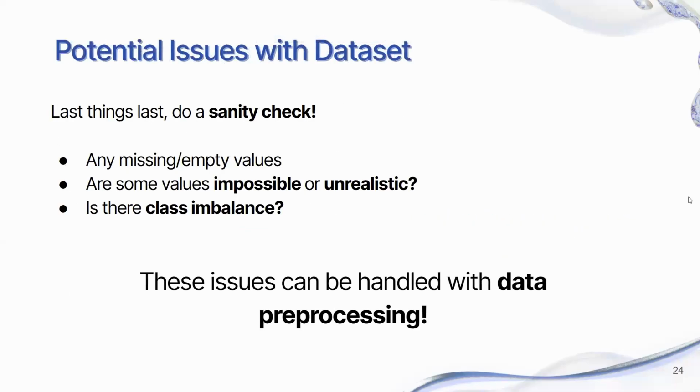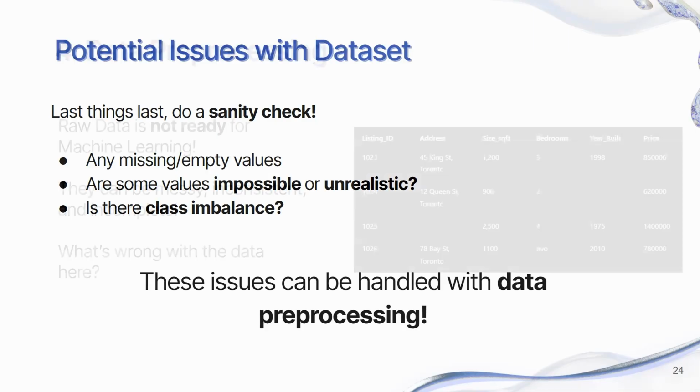So last thing, do a sanity check. Oftentimes your data set can be very dirty and noisy. There could be empty or missing values. Or are there any values that are impossible and unrealistic? Or is there something called class imbalance? For example, let's say I want to make a cat and dog classifier. Let's say I have a bunch of pictures, and I want to classify if it's a cat or a dog. If there's 500 dog pictures and only 100 cat pictures, that's a class imbalance. Ideally, you want to find a data set that has a balanced set of categories. And these issues can be handled with data preprocessing, which we will get into very soon. So, any questions? If none, I'll keep moving on.